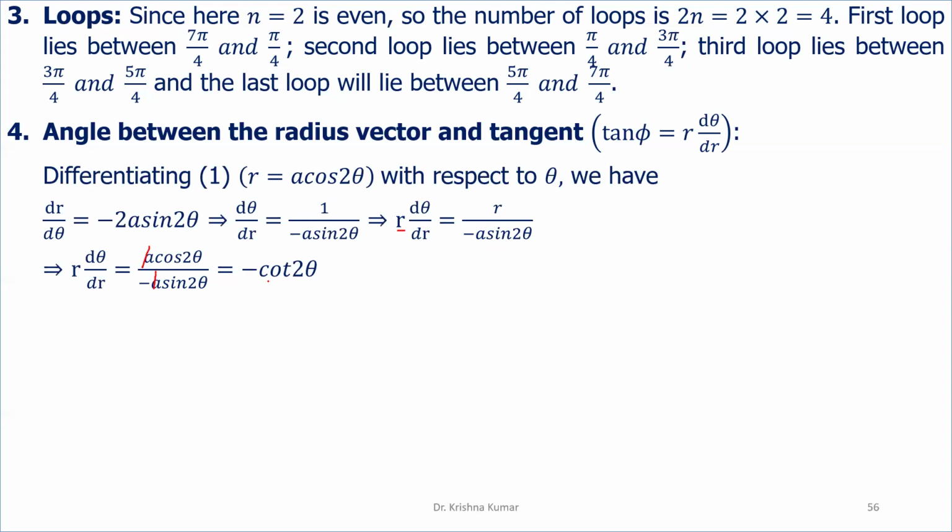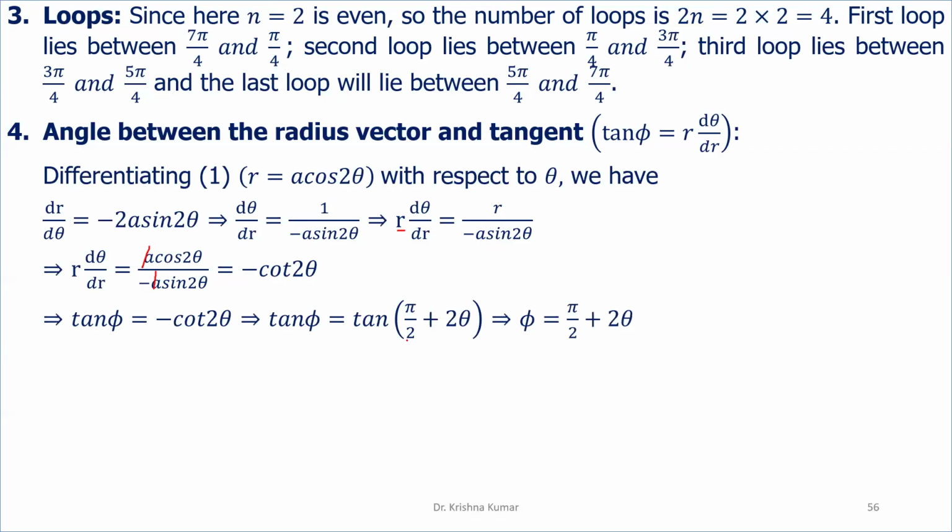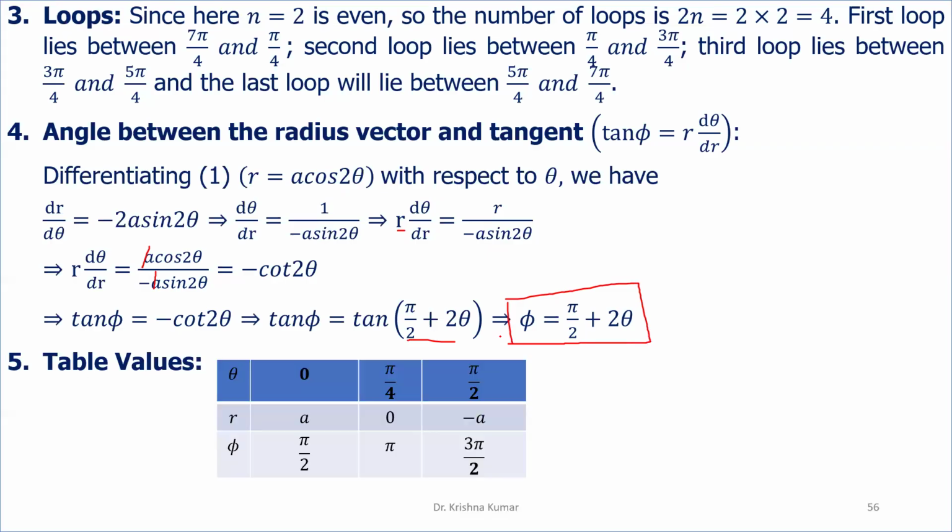A will cancel, so minus cos 2 theta, which gives us tan phi is equal to minus cos 2 theta, or minus cos 2 theta can be written as tan of (pi by 2 plus 2 theta). So phi is equal to pi by 2 plus 2 theta is the tangent at any point of the given curve. Table values. Let us draw some table values.